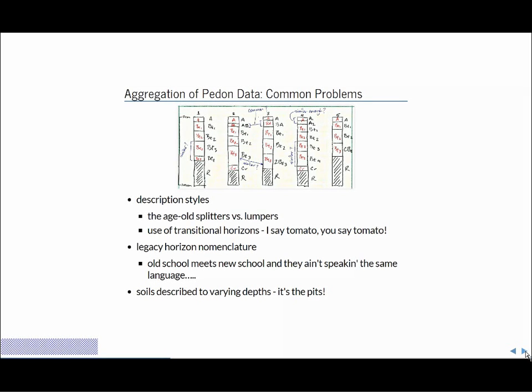Some people like to pull them out, some people don't. One person might pull out a BC horizon, another might pull out a CB. So you have all these different methods just in the process of describing the morphology that exists in the soil. And on top of that, we have legacy methods or legacy nomenclature.